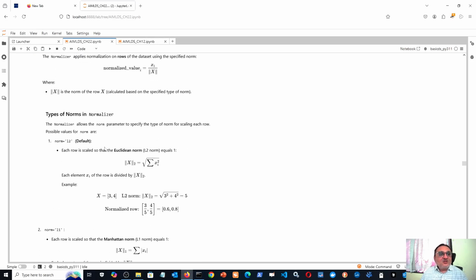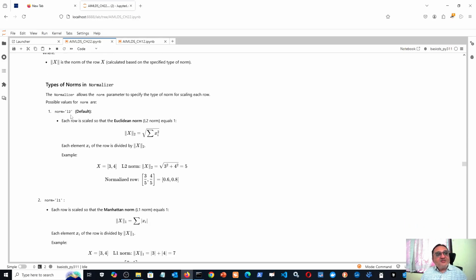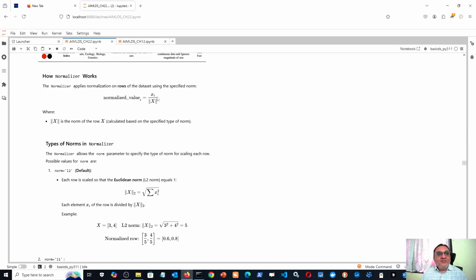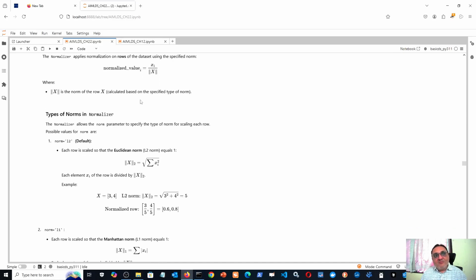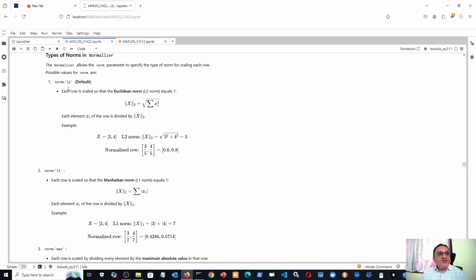So let us take each normalization one by one, and you will see the types of norms. One norm is called L2. In general, this is called a norm, where the observation is divided by some magnitude. But how you define this magnitude, the denominator, decides the three types of norms: L2 norm, L1 norm, and max norm. So norm equal to L2 is the default value. Then each row is scaled so that the Euclidean norm is used, x2 is equal to the square root of sigma xi square.